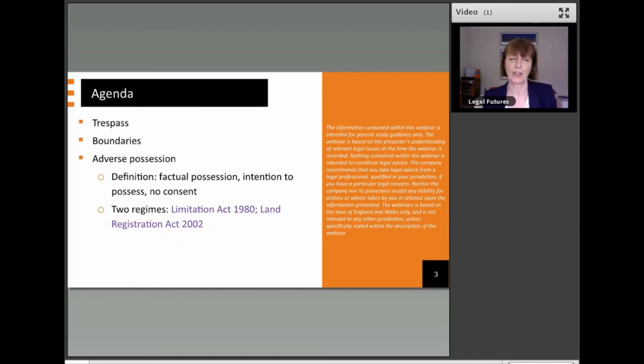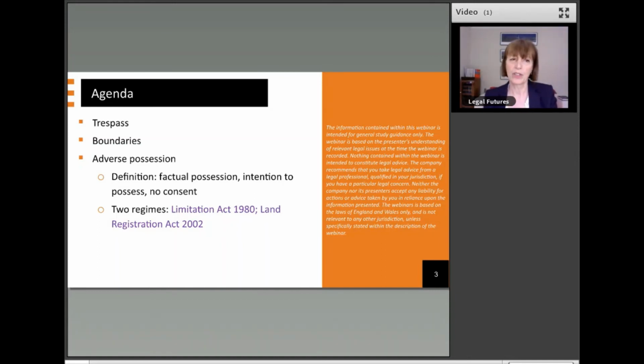Whilst boundaries and adverse possession can easily apply to commercial property, we're going to be looking less at commercial property when it comes to trespass. So we're going to start by looking at trespass, and we're looking at it very much from a neighbour perspective. So we'll start with trespass, we'll move on to boundaries, and then we'll look at adverse possession.